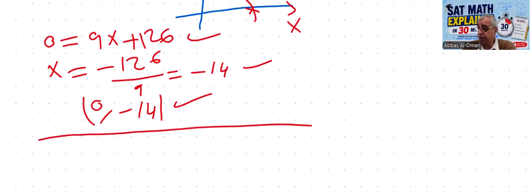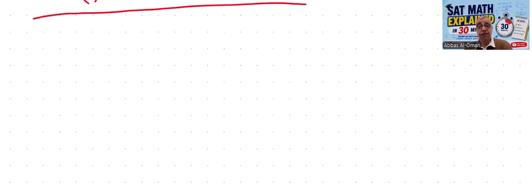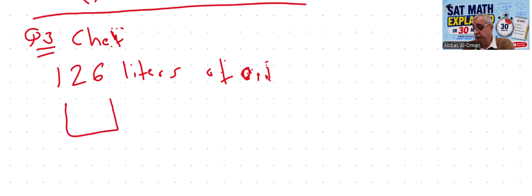Now the third problem. Question 3, we have a shift who has 126 liters of oil, and he wants to place it in two containers, container A, for example, and container B. Now assume that in container A, he will include Q liters.